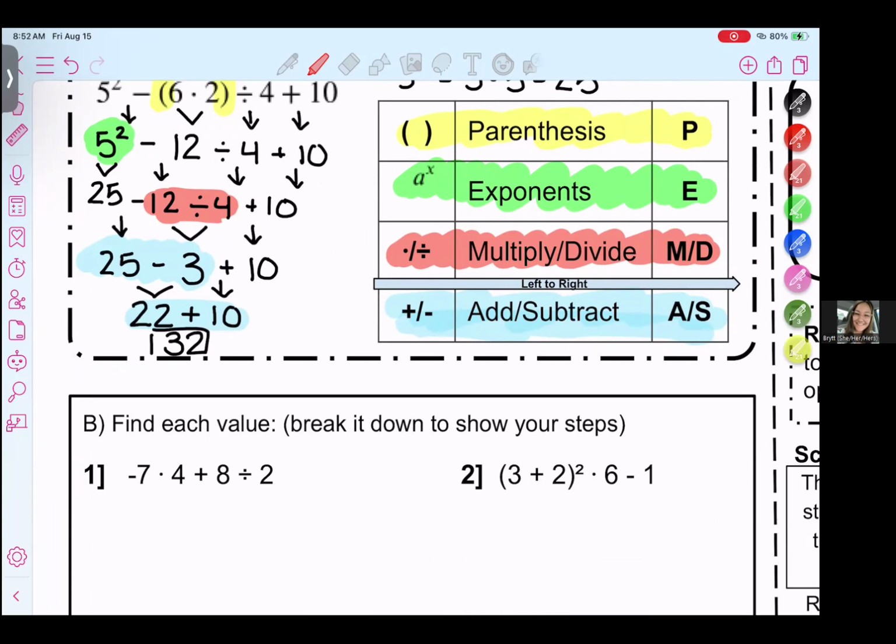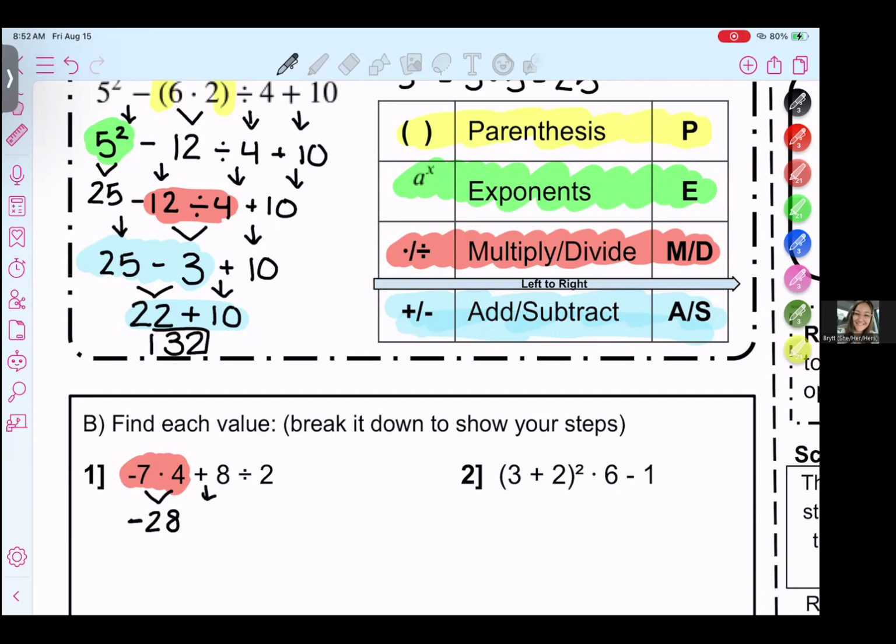I do see both of those, so remember I want to work left to right. On the left, I have my multiplication, so let's do that first. So I have a negative 7 times 4. Remember, a negative times a positive will always give you a negative number, so we know our answer is negative. And then we have 7 times 4, which is going to be 28.